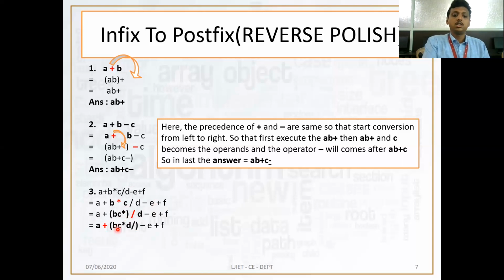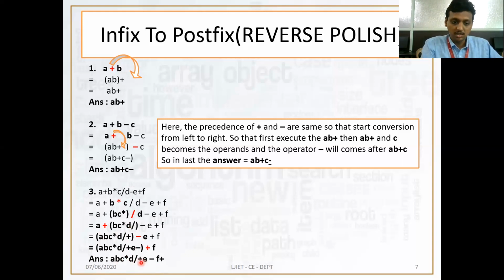Fine. Now the next is minus. Next is minus, plus. So which will be executed first? That is plus. So the answer is A B C star D division. Combine both of them to put minus at the back side. Sorry, plus as a back side. Now minus will be executed and then plus will be executed. So the answer is A B C star D division plus E minus F plus.